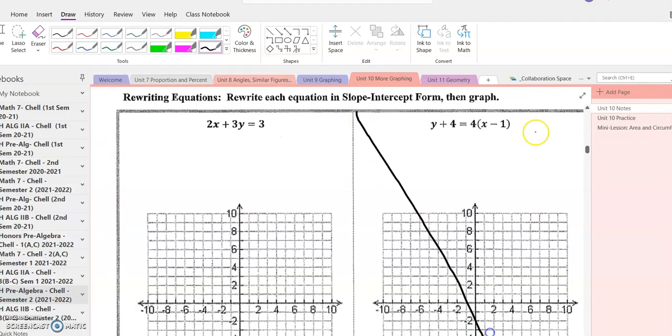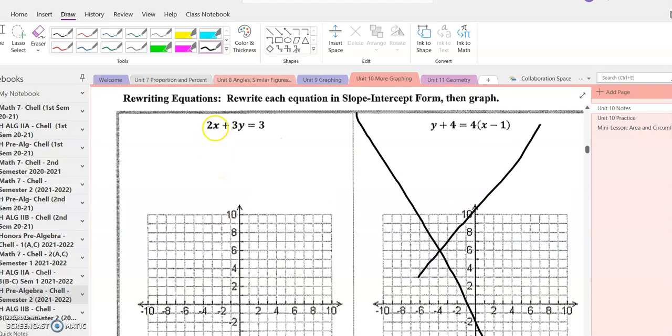We're not going to do this problem here. It's going to be pretty much the same thing. We're going to do this one here. So again, we're going to graph this equation here. But we need to rewrite it in slope-intercept form first. So if you guys remember slope-intercept form, it's y equals mx plus b.